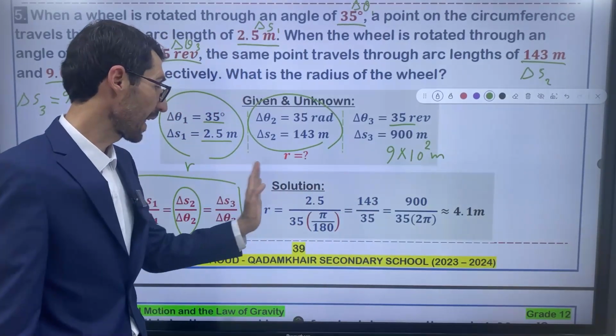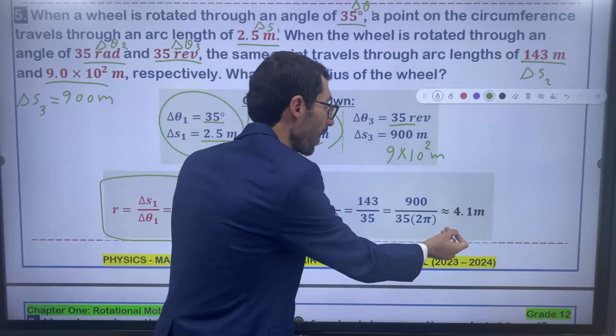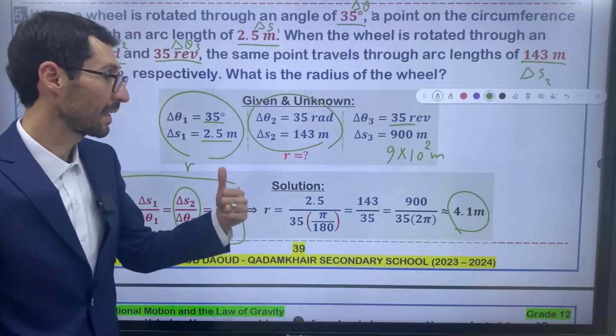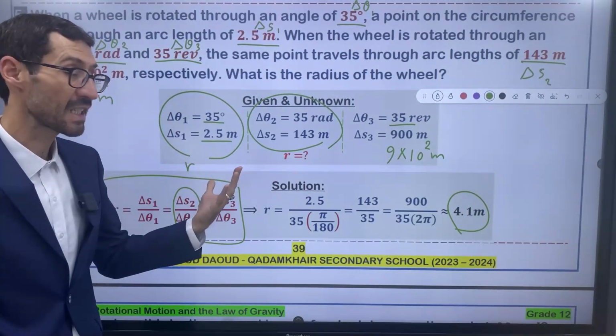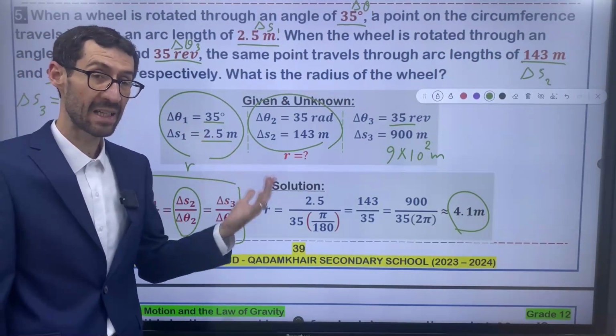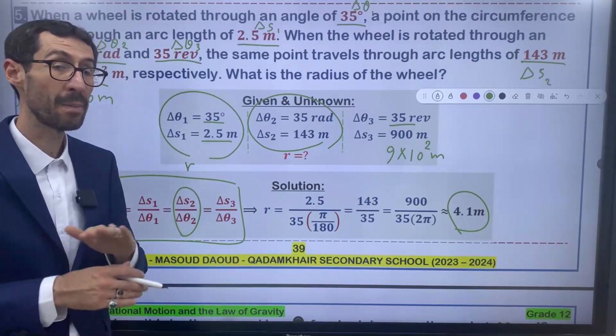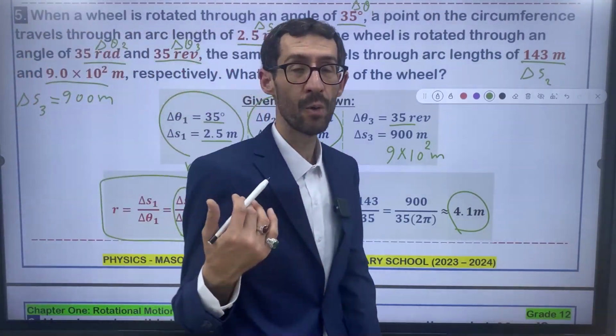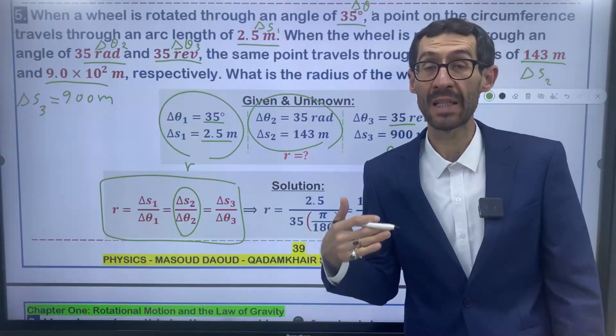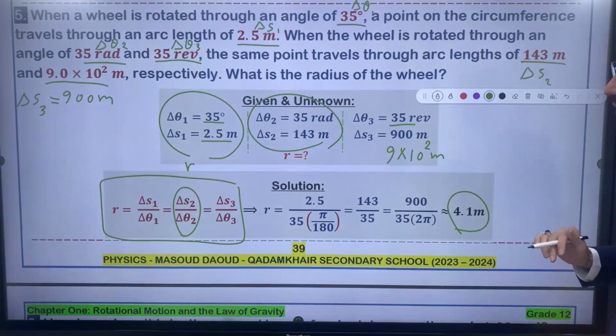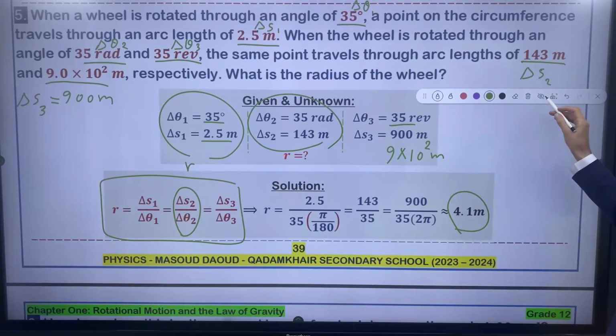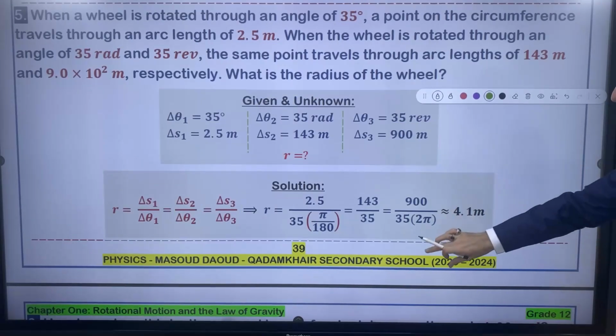In every case, we have only one number, and this constant number indicates that the radius of the wheel remains unchanged, whether the wheel slows down or speeds up, it doesn't matter. This is question number 5. Let's move on to question number 6.